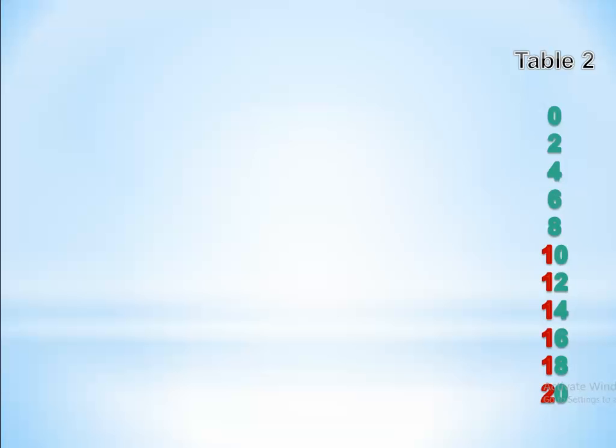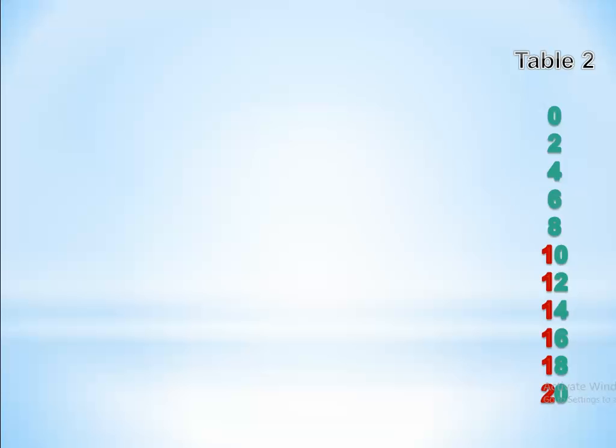Okay, let's revise table 2: 0, 2, 4, 6, 8, 10, 12, 14, 16, 18, 20. Look at the unit here: 0, 2, 4, 6, 8, and again 0, 2, 4, 6, 8. So any number in table 2 has a unit of 0 or 2 or 4 or 6 or 8. Okay, and we call these numbers even numbers.